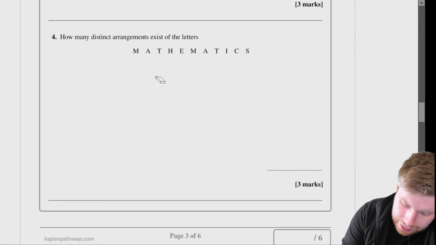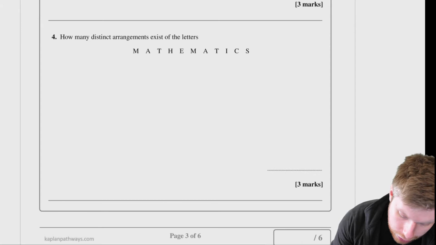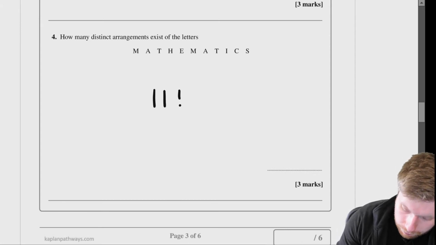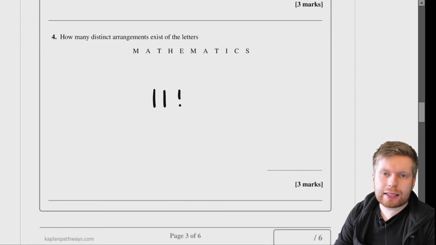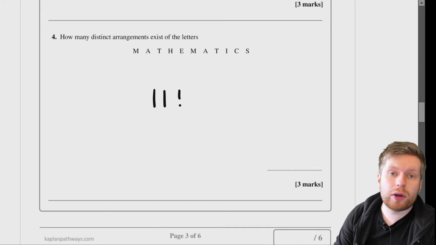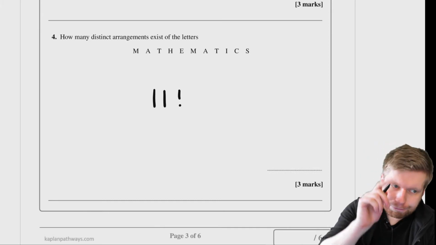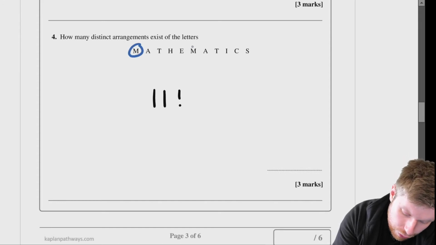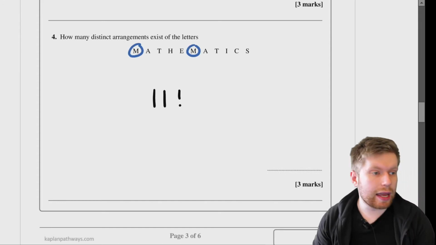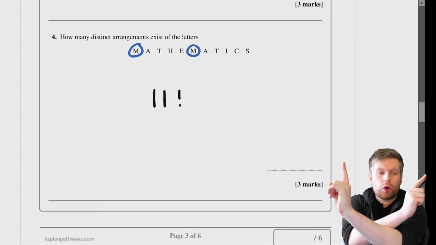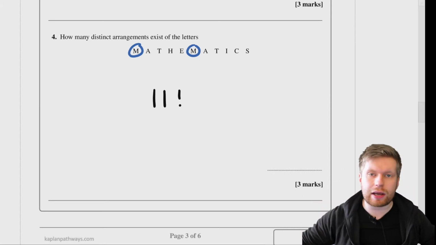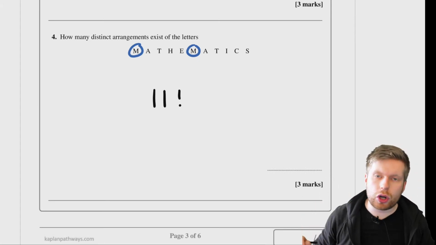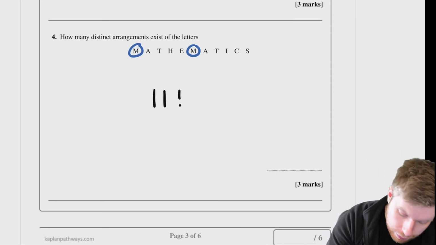Okay, so there's 11 letters which we need to arrange. So ordinarily, it would just be 11 factorial, right? So if they were all different letters, there'd be 11 factorial ways of putting those 11 letters into a line. However, we've got a couple of issues here. You notice that we have two M's, okay? In other words, if I was going to swap those two M's around in any of those 11 factorial arrangements, you would not notice. You wouldn't see any difference, okay?